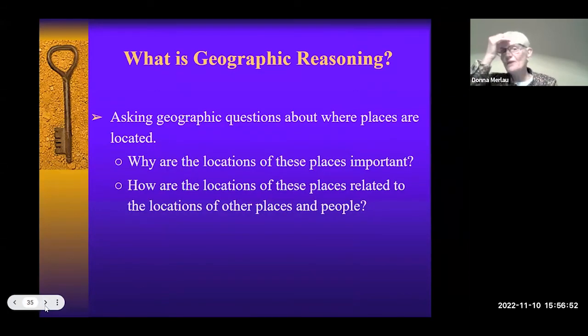So asking geographic questions about where places are located, why the locations of these places are important, and how the locations of these places are related to other locations and people. All of what I've been doing the entire time we've been talking, mostly me, is telling you how these things link up and doing those types of questions. Go ahead, Greg.